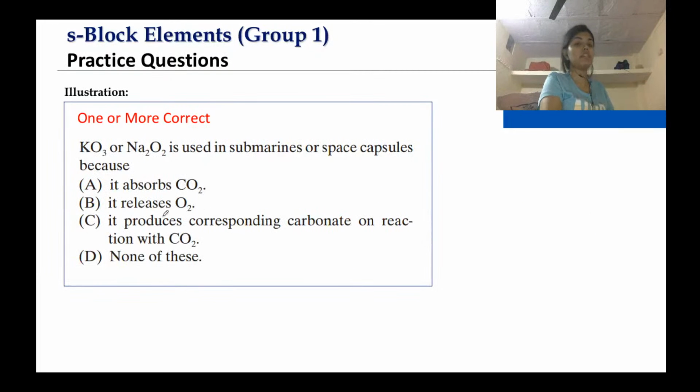Now next one is KO3 or Na2O2 are used in submarines or space capsules because... Na2O2 I have just discussed in the first question. In the first question, we have discussed about Na2O2. I hope it can give you an idea. KO3 or Na2O2 is used in submarines or space capsules because... anyone with the answer?